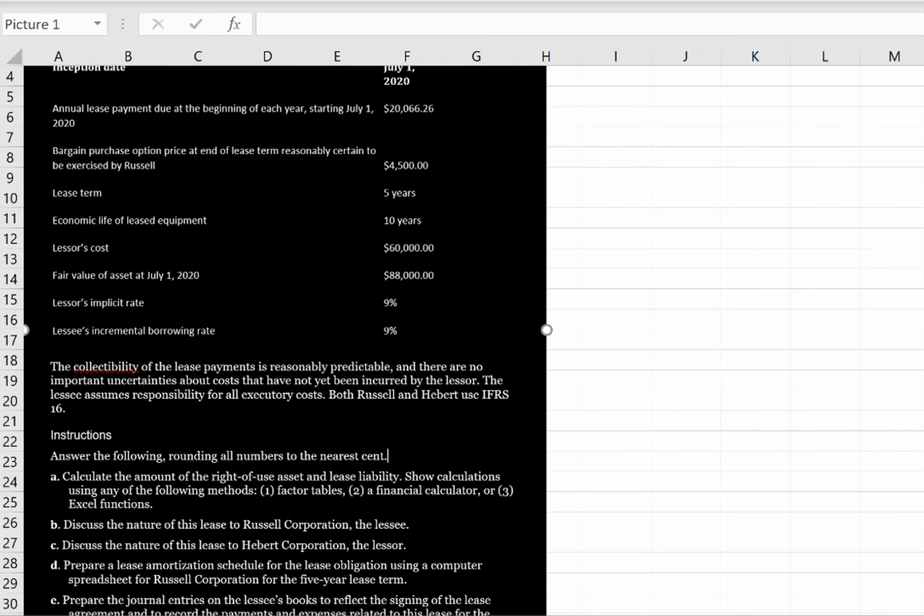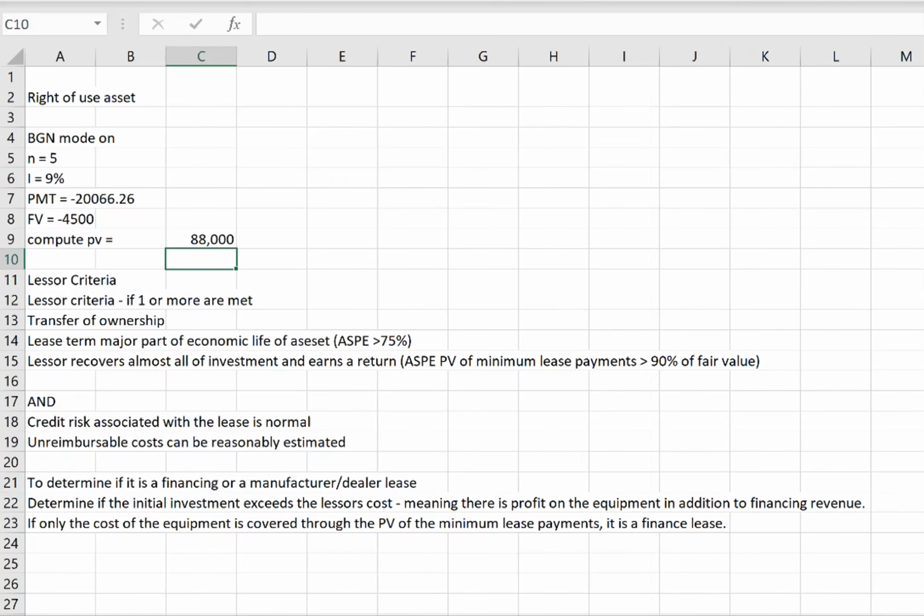Discuss the nature of this lease to Hebert Corporation, the lessor. Now this is more interesting. We haven't gone through a lot of examples for lessor accounting. So this is the criteria for lessor capitalization to figure out if it's a capital lease or an operating lease. One of the following criteria has to be met. There has to be transfer of ownership at the end of the lease. And in this case, there is a bargain purchase option. So this criteria is met. There is reasonable certainty that ownership will transfer at the end of the lease.